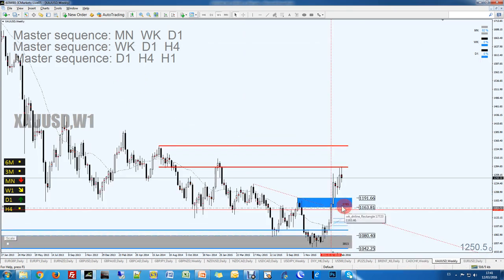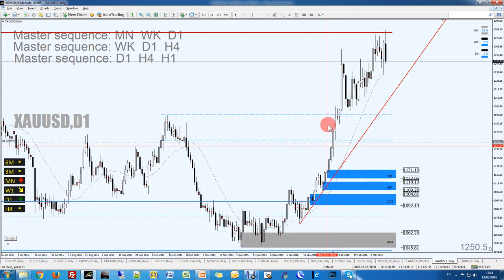So we hit that area of supply here, over there, and this is taken out. And this is the trade we were talking about. Some of you took it. And here they are. If we wait for confirmation, we can take it, and then we continue.